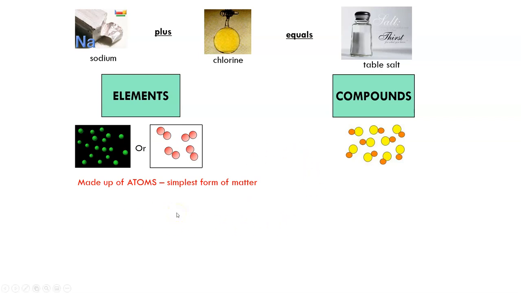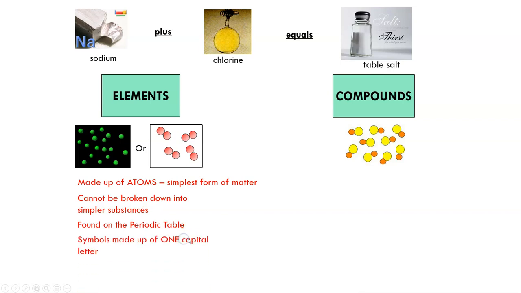Now, there are more fundamental particles than atoms, but if you want to learn about them, you're going to have to take a physics class. Atoms cannot be broken down into simpler substances. Once you have that atom of copper, you can no longer break that down into any simpler bits. You'll find all elements on the periodic table, and you can recognize the formula of an element because the symbol will be made up of only one capital letter.